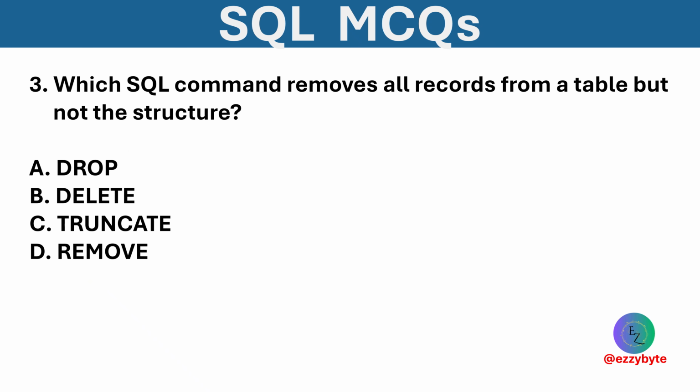Which SQL command removes all records from a table but not the structure? Options are drop, delete, truncate, and remove. Option C is correct. Truncate quickly removes all rows but keeps the table intact.